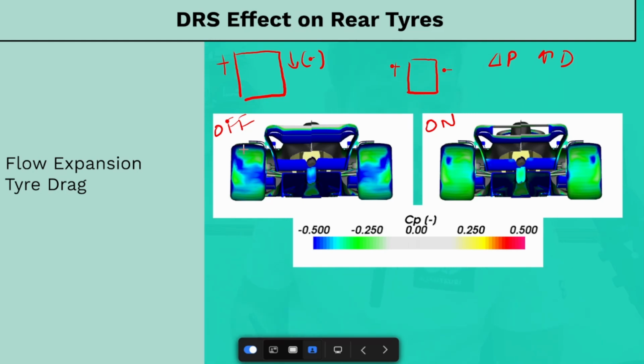You can see the back face of the rear tires, how much low pressure region there is in this case, and in this case it's slightly higher pressure, which is what results in the decrease in drag from the rear tires. But why is this happening in the first place? The answer is quite simple. When the DRS is off, the entire rear wing, beam wing, and floor are working as an ecosystem, and you end up getting more flow expansion. That flow expansion also supports more attachment around the rear tires.